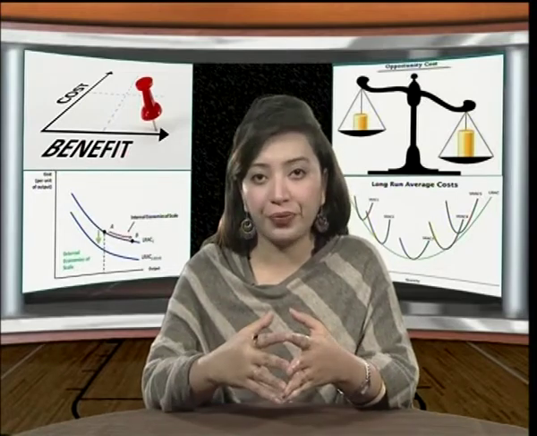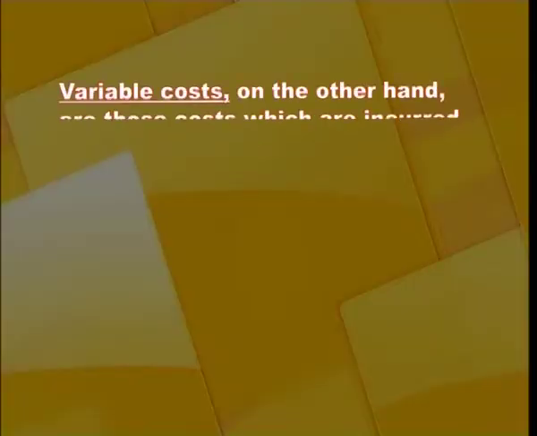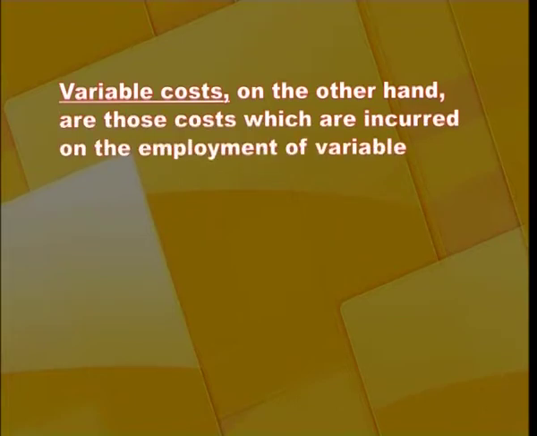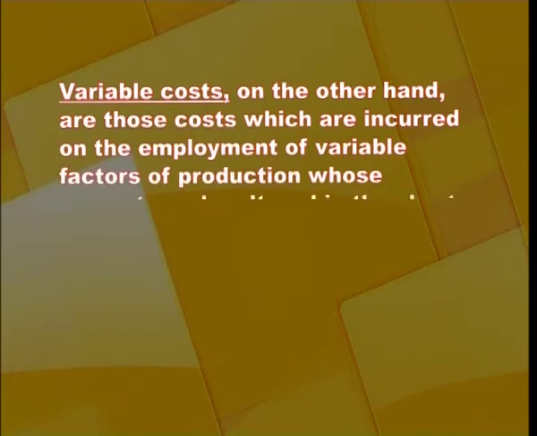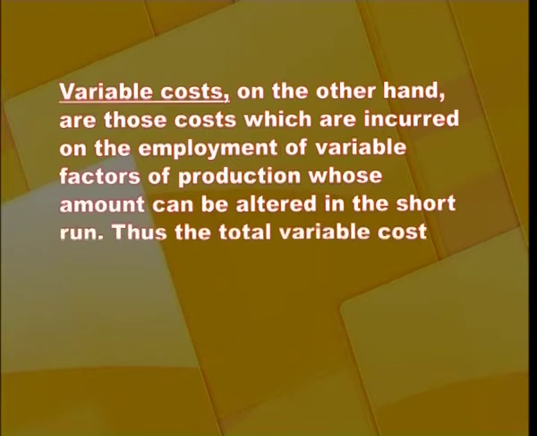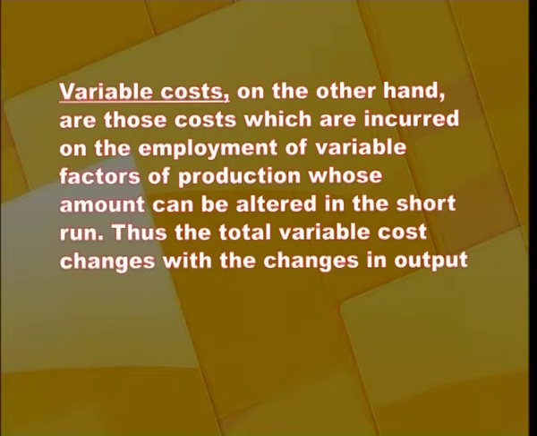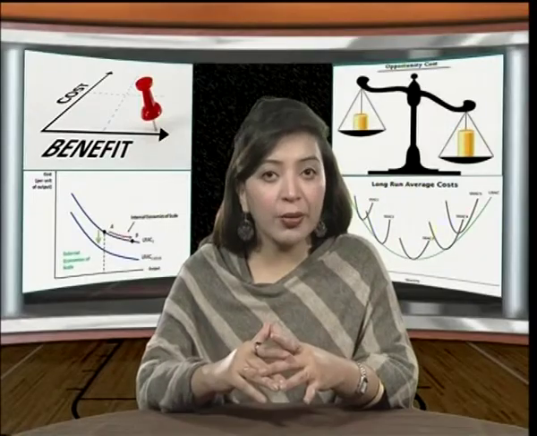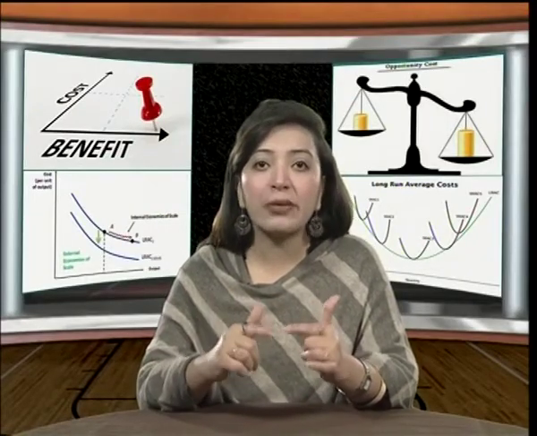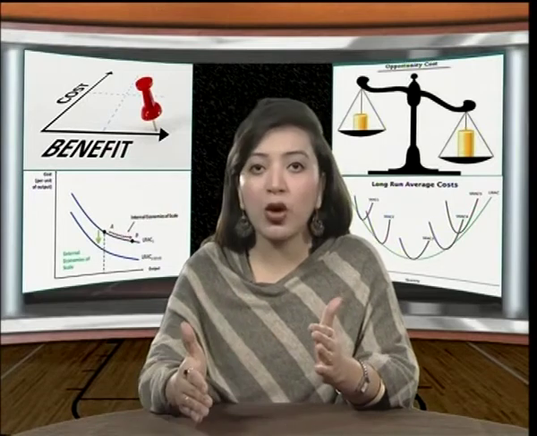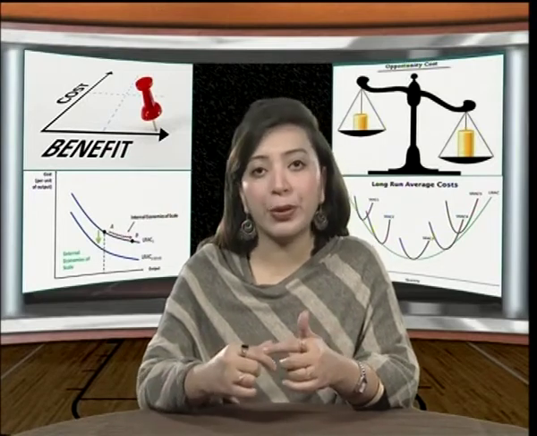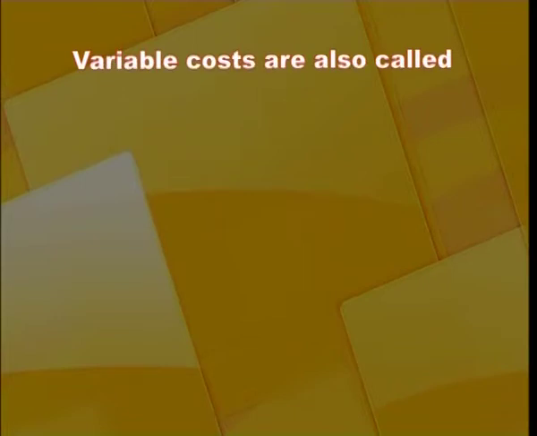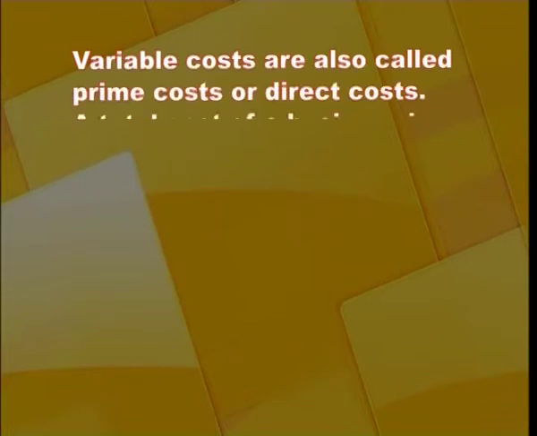in the short run. Variable costs, on the other hand, are those costs which are incurred on the employment of variable factors of production whose amount can be altered in short run. Thus, the total variable cost changes with the changes in the output in the short run. That is, they increase or decrease when the output rises or falls. Variable costs are made only when some amount is produced, and the total variable cost increases with the increase in the level of production. Variable costs are also called prime cost or direct cost.